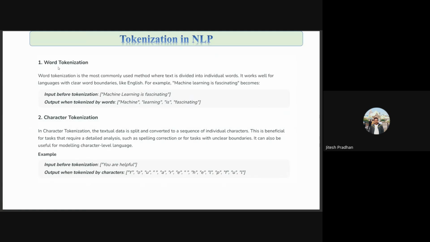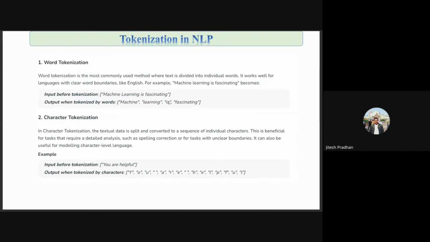Now, first come to word-level tokenization. So what is word-level tokenization? Basically, it's the most commonly used method, and it divides the entire text into individual words. Okay, it works well for almost all languages, because word boundaries are very fixed in all languages, so it is very easy. And especially in the case of English, using word-level tokenization is also very effective. So we have this: machine learning is fascinating. So we will have 4 tokens.